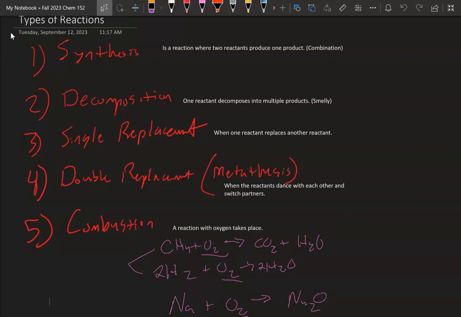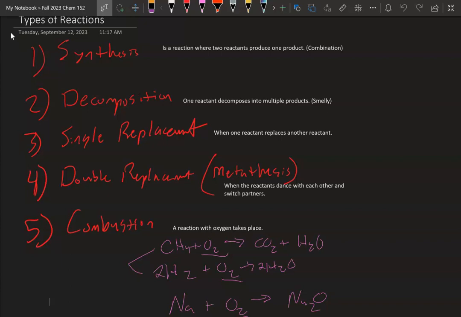Now, on this screen, you see that there are 5 different types of reactions: synthesis, decomposition, single replacement, double replacement, and combustion. You're not going to be expected to know the details about every single one. But what I do want you to know is what this type of reaction is and how to identify that type of reaction. That is the goal in terms of knowing the different types of reactions.